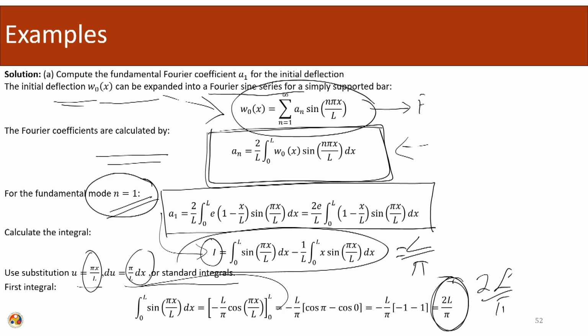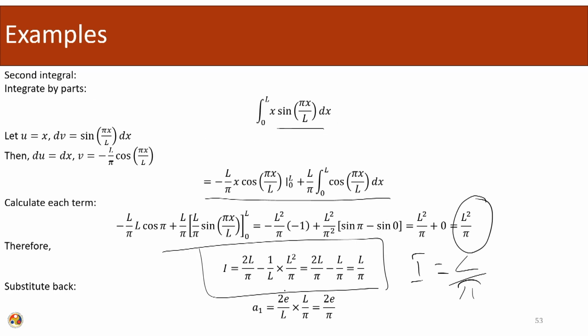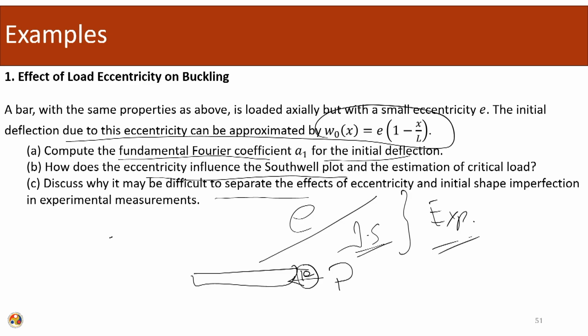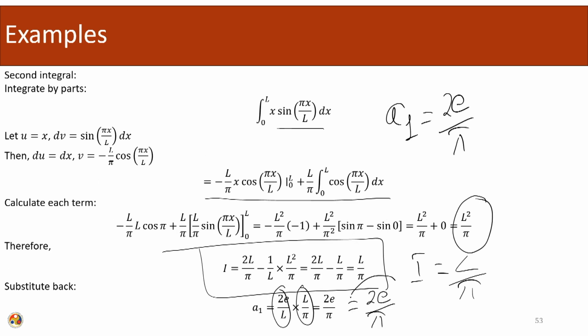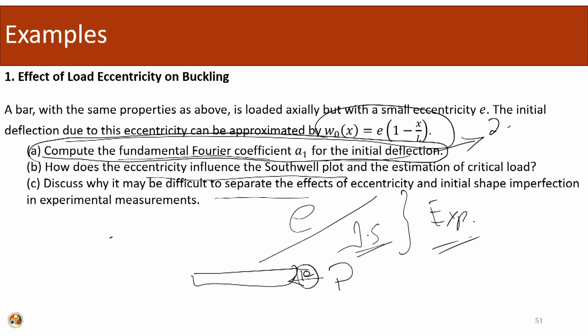Substituting back into A1, twice E over L times L over pi, the value of A1 is twice E over pi. So, this is the solution for the first part: compute the fundamental Fourier coefficient for the initial deflection. The Fourier coefficient for the initial deflection is given by this term, twice E over pi, where E is the eccentricity in the system. So, the first part is solved.